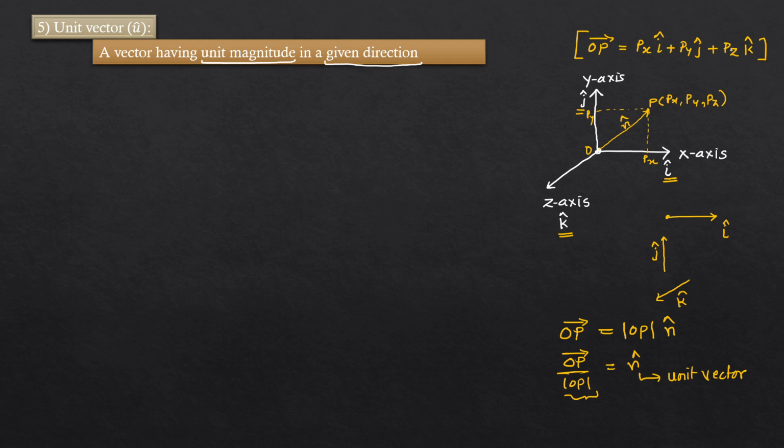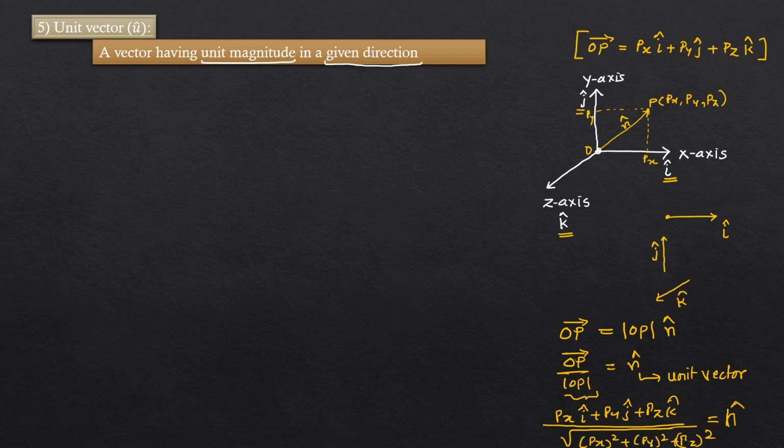So OP bar is equal to Px i cap plus Py j cap plus Pz k cap. And what is the magnitude? The magnitude is always represented by the under root of px square plus py square plus pz square, the coordinates squared, equal to the magnitude of OP. So this will give you your n cap. To remember, if there is a minus px, then the square of minus becomes plus. So don't worry, let it be minus, let it be plus.